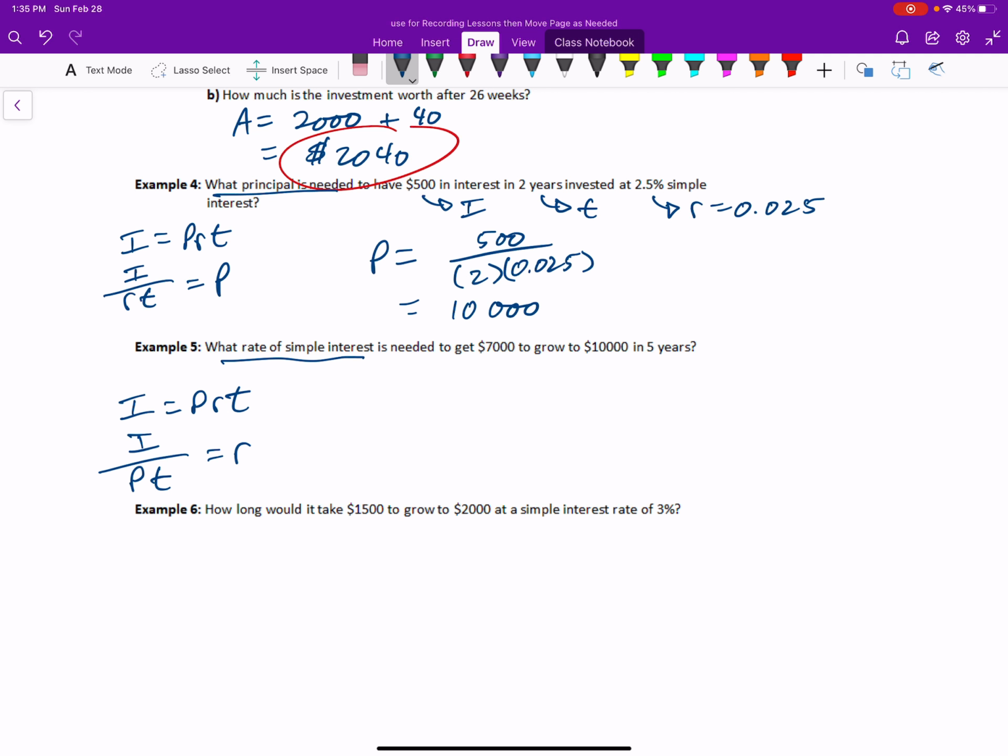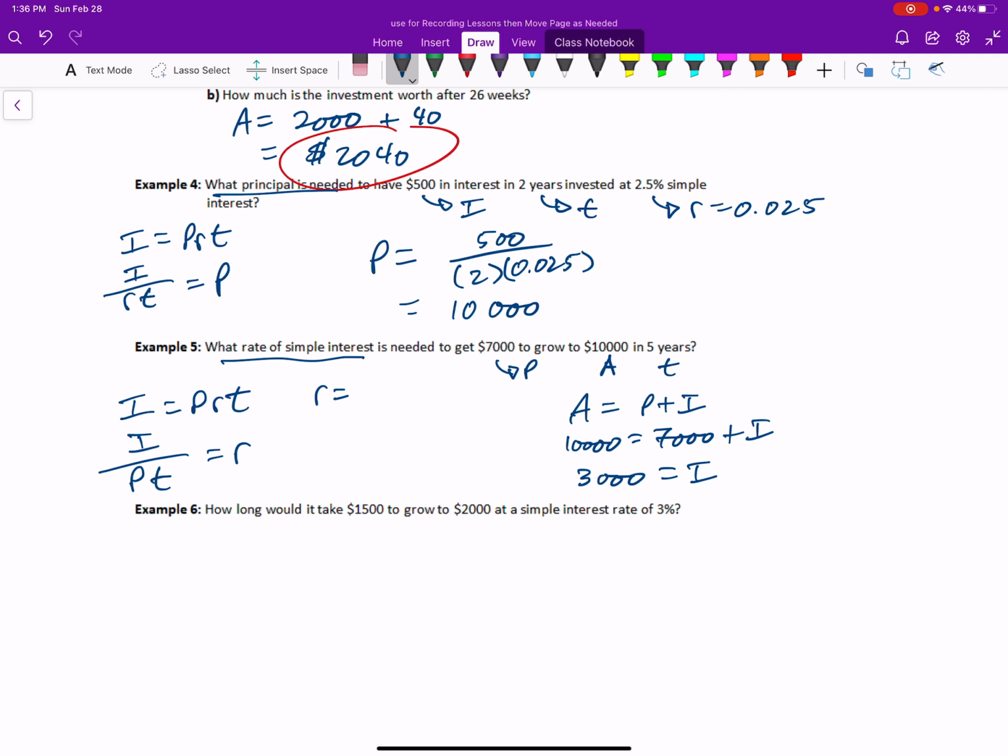And so $7,000 is my principal. $10,000 is my final amount. They're not saying that's the interest, that's the final amount. And 5 years is my time. So with this, I can figure out what interest is, right? Because I know that A equals P plus I. So 10,000 equals 7,000 plus I. Rearranging that, 10,000 minus 7,000 means that the interest has to have been $3,000.